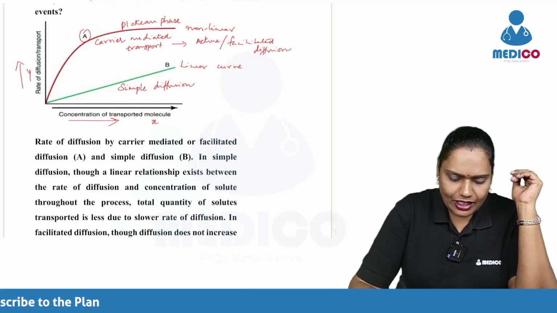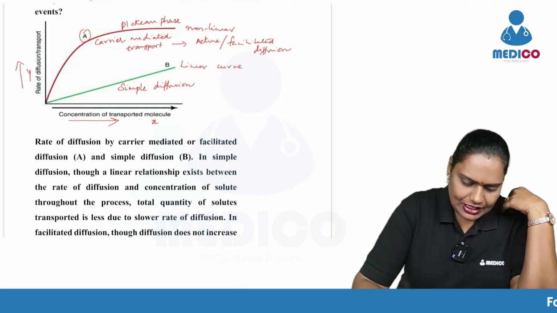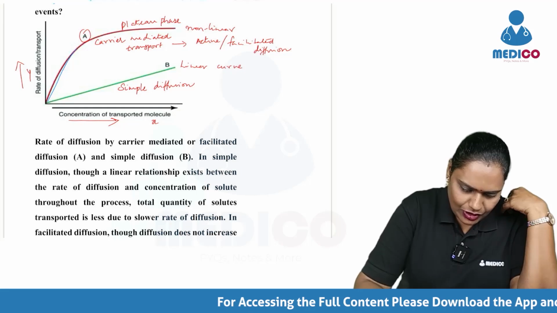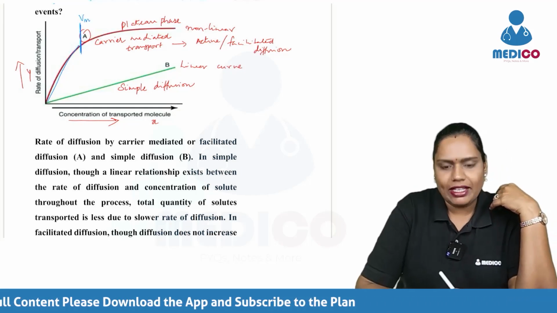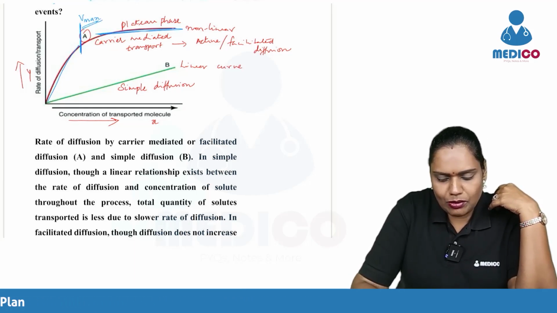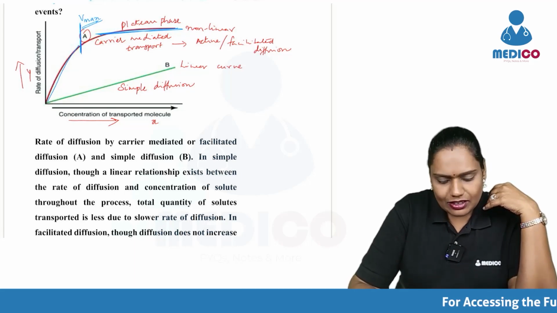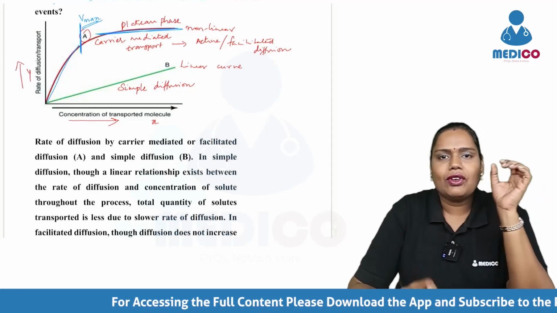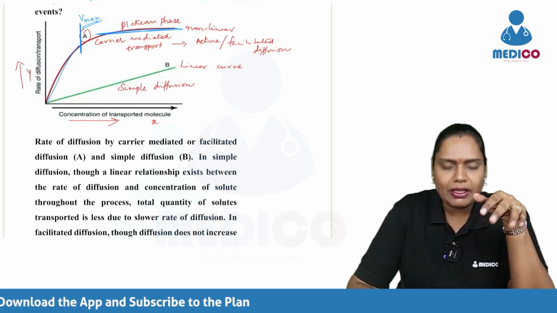Now, if you look at trace A, what is happening? As the concentration of the molecule is increasing, we can see that the rate of diffusion also keeps increasing, but only up to a certain point. Once it has reached the Vmax, there is no further increase in transport of the molecule. Such transport happens when there is a carrier involved. Any carrier mediated transport will have a plateau phase. It will be limited by a Vmax.